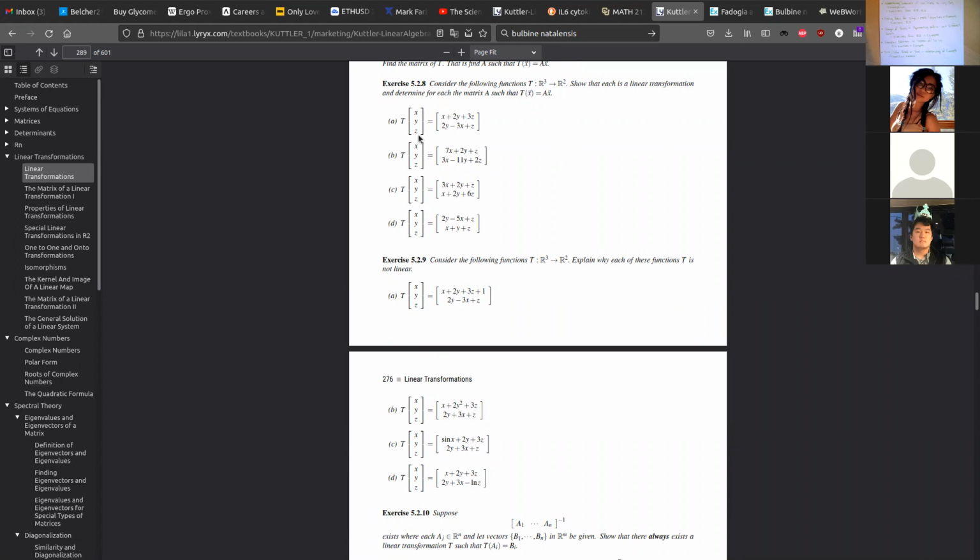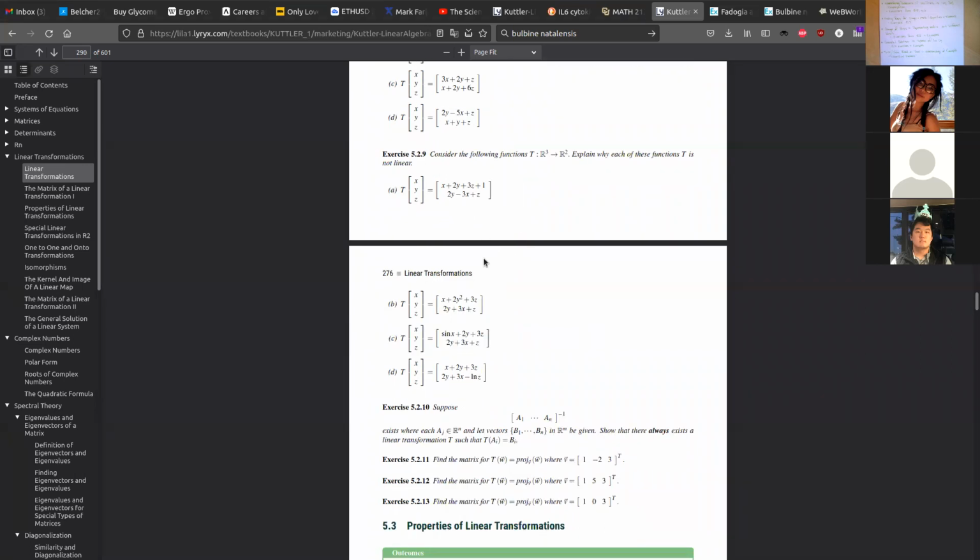So here we've got our vector x, y, z. T is going to send it to the vector with x plus 2y plus 3z in our first coordinate, and the second coordinate 2y minus 3x plus z. So understanding why some of these can be modeled by a linear transformation. Namely, you may want to think, which of these can I actually write in terms of matrix multiplication? And which ones of these can we not write in terms of matrix multiplication? So these might make good true false questions, or at least a good short answer: explain why this may not be a linear transformation.